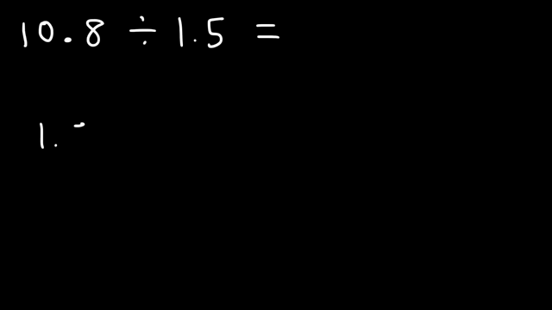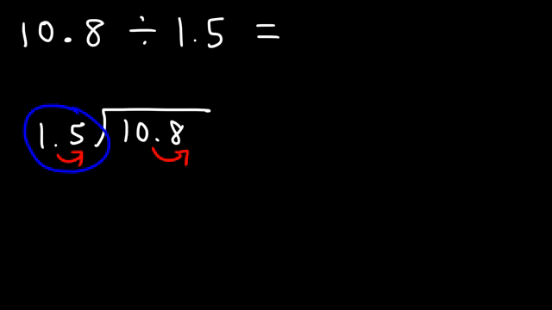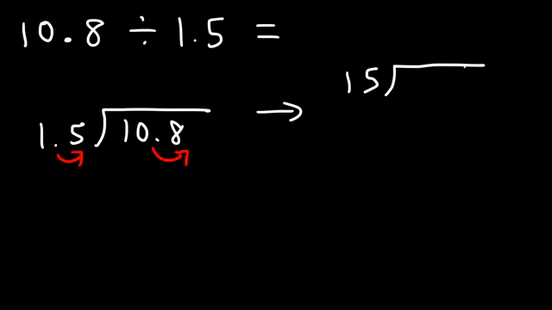So 1.5 belongs on the outside and 10.8 belongs on the inside. Now let's adjust the problem. So let's move the decimal point 1 unit to the right for each number. It has to be the same. If you move the decimal point 1 unit to the right for the first number, it has to be the same for the second one. And so this problem becomes 15 on the outside and 108 on the inside.